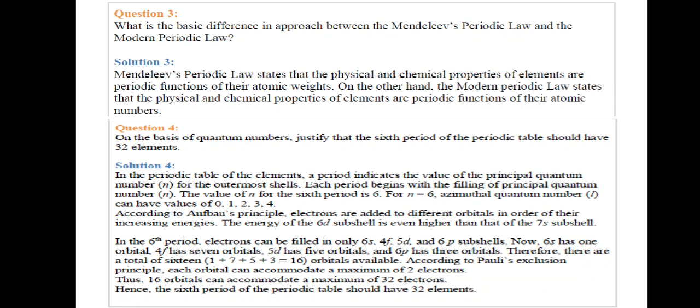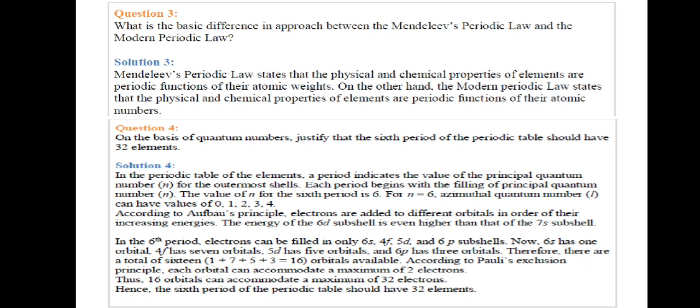According to the Aufbau principle, the electrons are added to different orbitals in order of increasing energies. Increasing energy के order में orbital fill होती है. The energy of the 6d subshell is even higher than that of the 7s subshell. In the 6th period, the electrons can be filled only in 6s, 4f, 5d and 6p subshells.